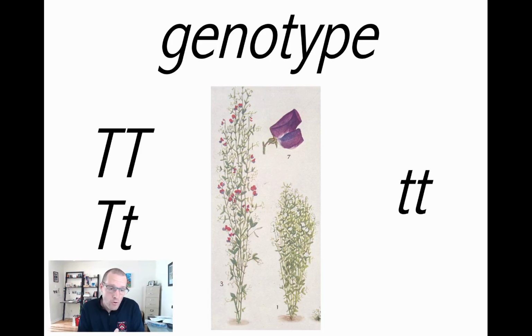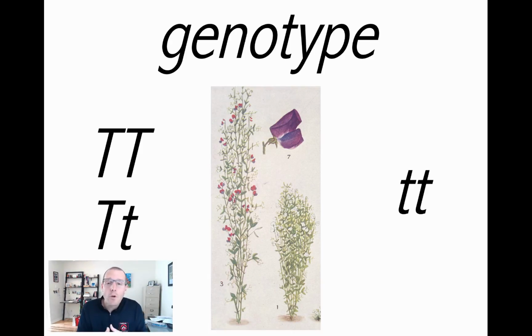So pea plants are controlled by one gene, or their height is controlled by one gene, and that gene is called T, and it stands for tall. And if you have a big T allele and you are a pea plant, you will be tall. So you can have two big T's and you'll be tall. Or because big T is dominant to little t, you can have a big T and a little t.